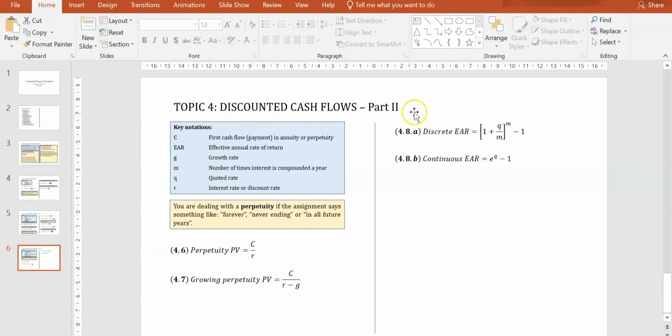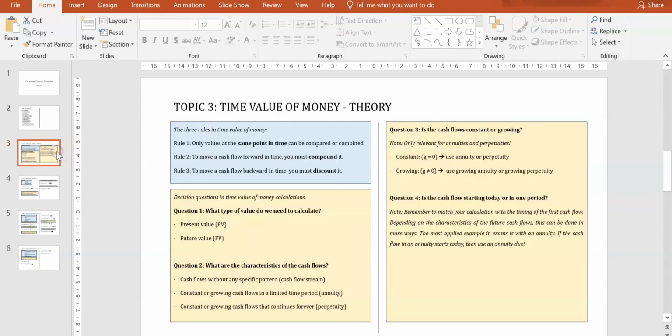And then finally, we have two formulas that are used in some exams where we have to find the effective annual rate based on a quoted rate. So those are the formulas that we have in the package relating to this topic. But now it is time to dig into the assignment.